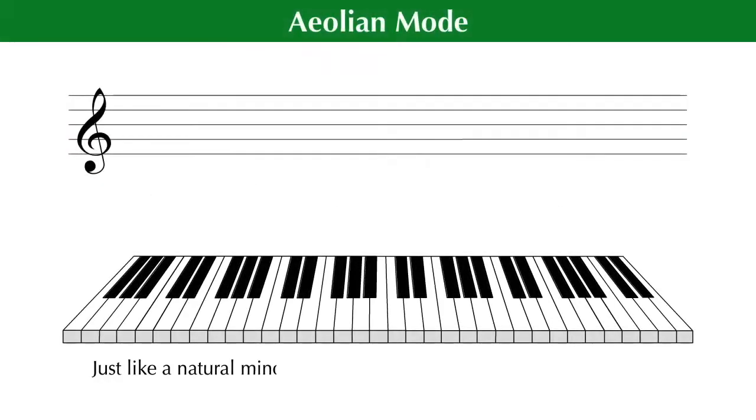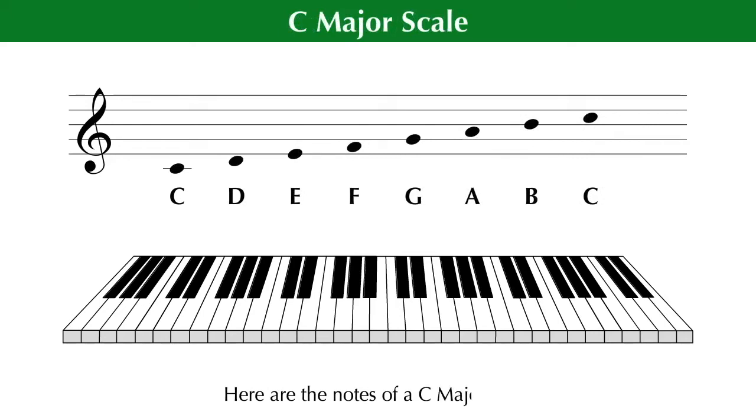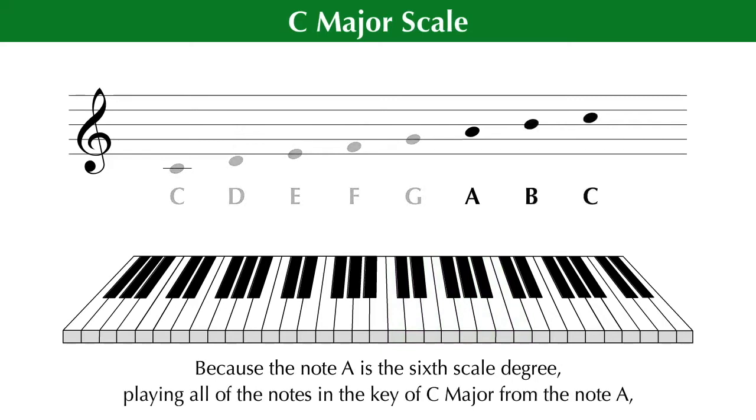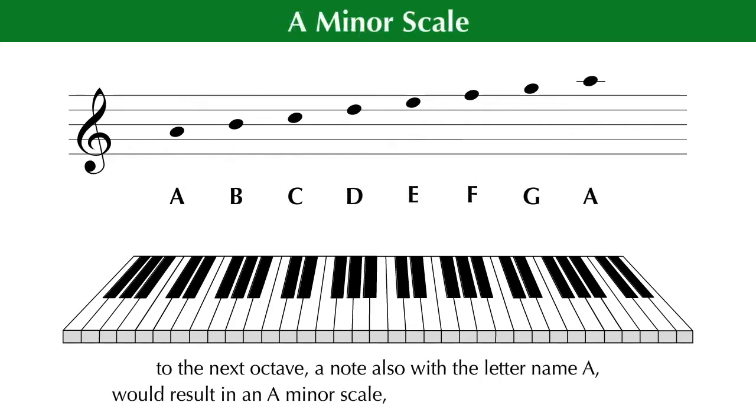Just like a natural minor scale, the notes of the Aeolian mode may be constructed from the sixth scale degree of a major scale. Here are the notes of a C major scale. Because the note A is the sixth scale degree, playing all of the notes in the key of C major from the note A to the next octave, a note also with the letter name A, would result in an A minor scale, otherwise known as A Aeolian.